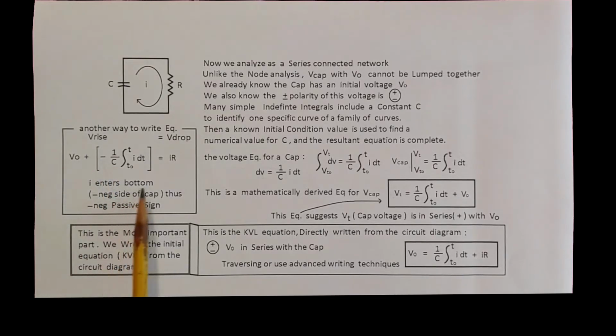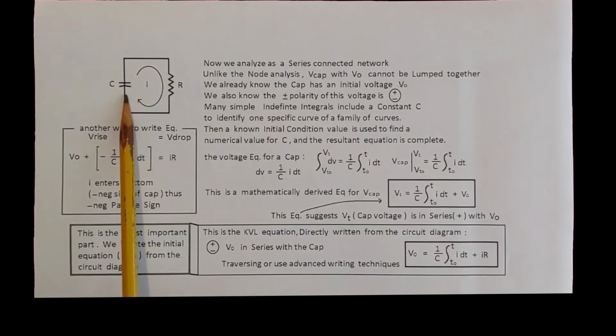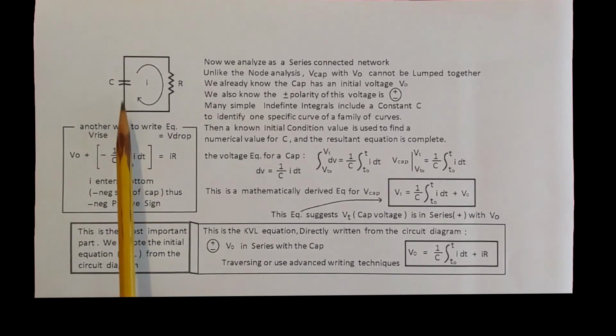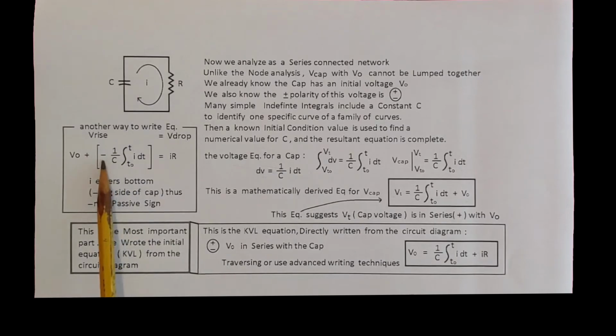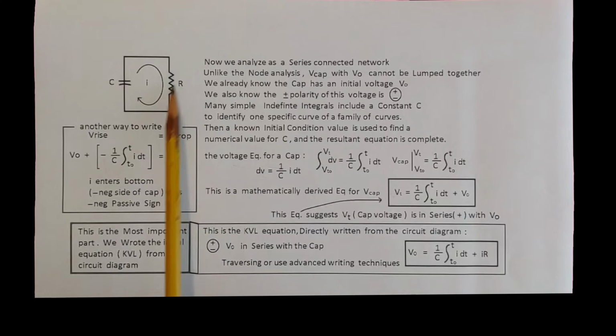And of course, I say right here, the cap current, the current I, the loop current, mesh current, is entering the bottom of the cap. It's entering the negative side here. So it's a negative passive sign. We've got to put that in there. Always got to stay alert about the passive sign, because when we write KVL equations, and even when we're doing a V rise equal V drop, there's still a positive Ohm's law here, and this is a negative passive sign for the cap. Current enters the negative side.